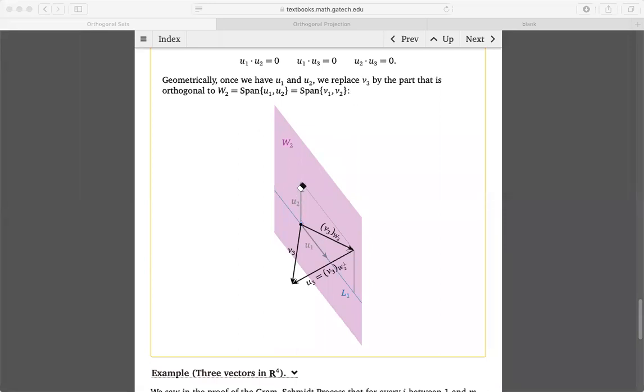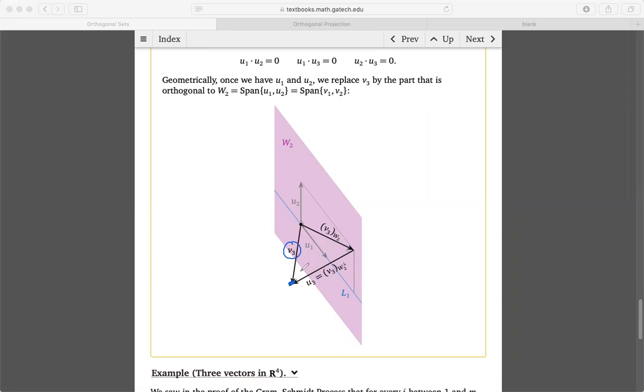Once we have u1 and u2, the next thing that we want is this u3 vector. We want the vector that's orthogonal to both of those original vectors. The vector that's going to be orthogonal to both of those is the one that's coming out of this plane that's formed. So that's why we're looking for this vector right here. We want this vector to be orthogonal. So v3 is coming out here.